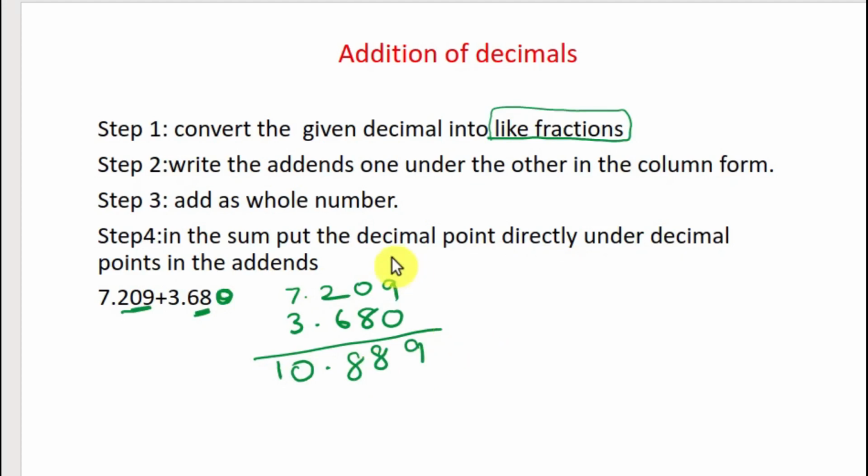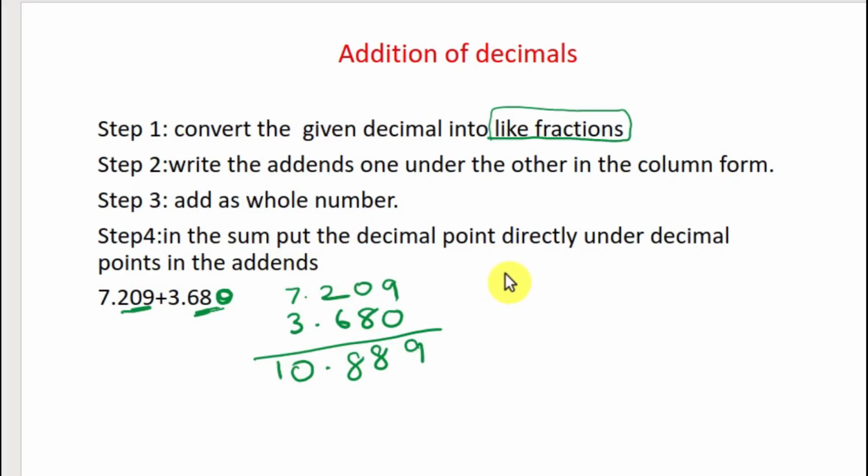Understood? First, we have to convert the given decimals into like fractions. Like fractions means the decimal places should be equal. So here only 68, 2 decimal places, here 3 decimal places. I am converting into 3 decimal places by adding a 0 here. Adding 0 can't change the value. After that, the addends are written one under another in the column form. Then add as whole numbers. In the sum, put the decimal point directly under the decimal point in the addends.